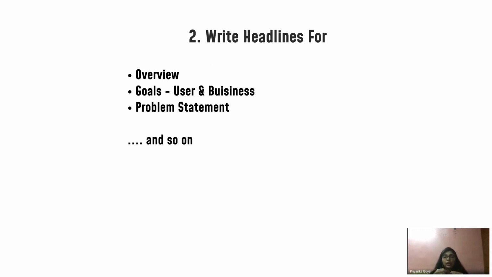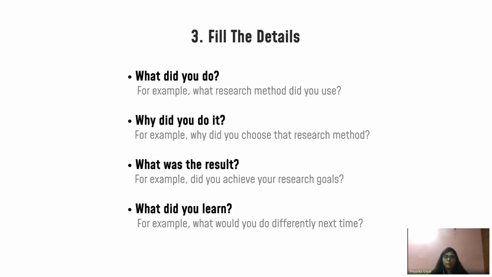जब तुम ये लिख लोगे ना, then it will be very easier for you to frame content for these kinds of headlines. So try to write only the headlines first in your rough document. Then fill the details, like what you did. For example, what research method I've used: I've taken quantitative method, I've taken qualitative method, I've done my online research. So choose the method. Why did you do that? Like what was the reason behind using those methods?